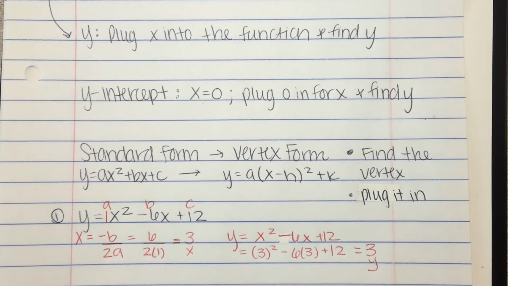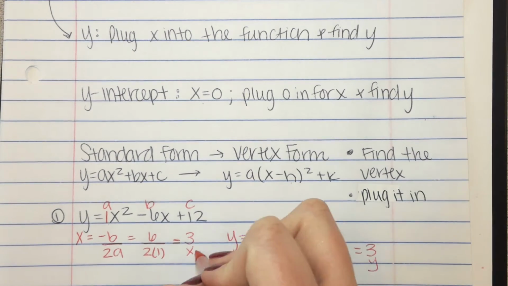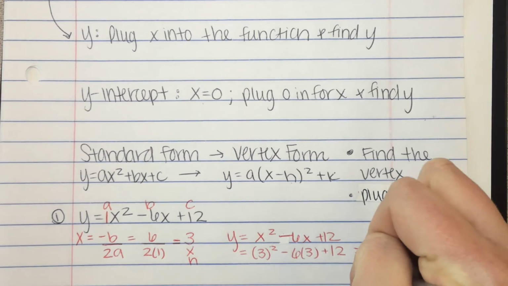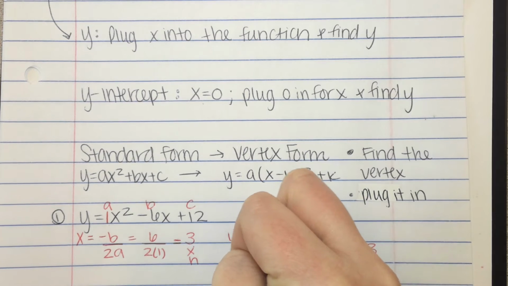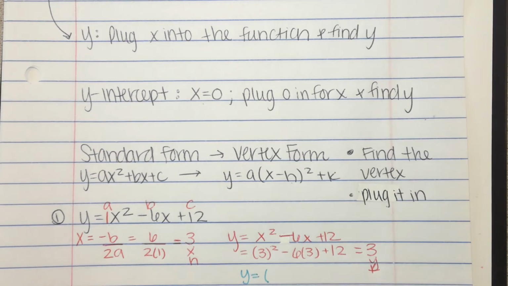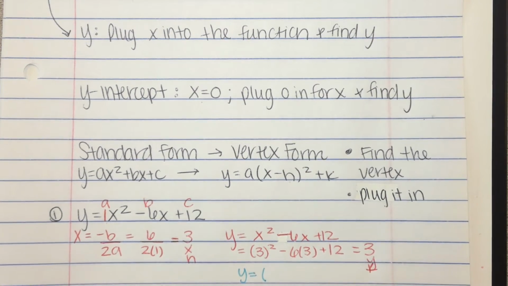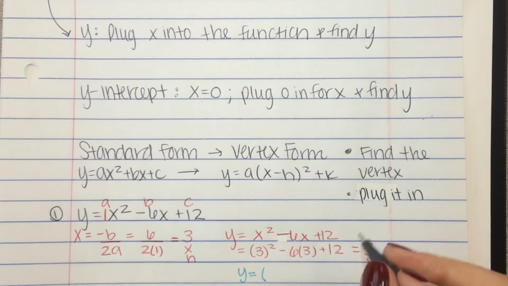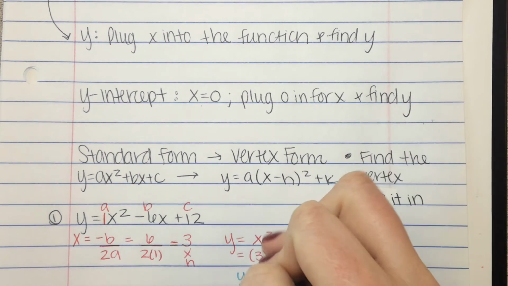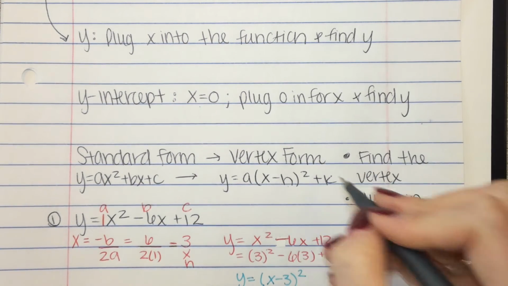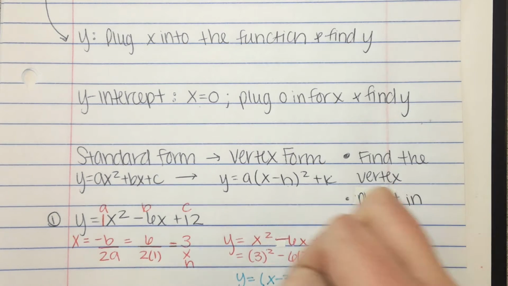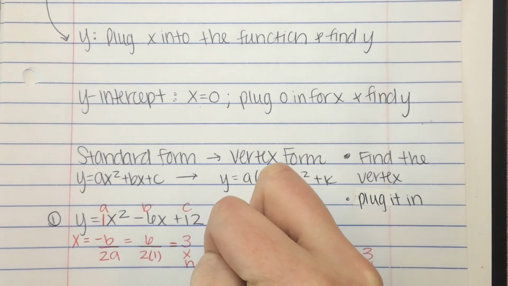And so I need to plug it into vertex form. So my X is H, my Y is also K. So let's see, let me get a different color here so you can really see the difference. So Y equals A, which is just 1. Our H is 3, so that's X minus 3, and that's squared. And then for my K, I also have 3, so that's plus 3. And that's my final answer.